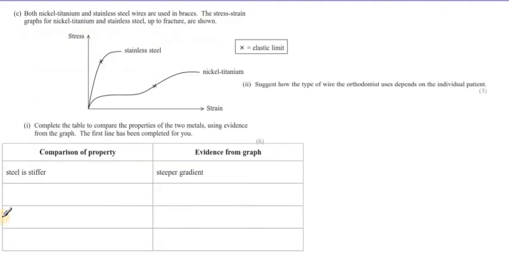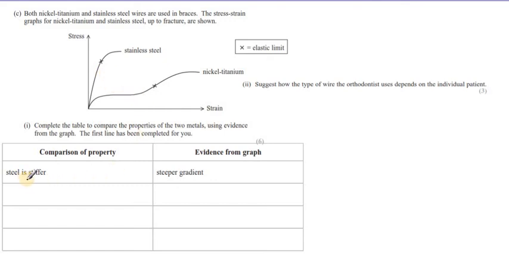Okay, let's say this is part C. Both nickel titanium and stainless steel wire are used in braces. The stress strain graph for nickel titanium and stainless steel up to the fracture is shown. Complete the table to compare the properties of the two wires using evidence from the graph. The first line has been done. So we need to compare both wires.